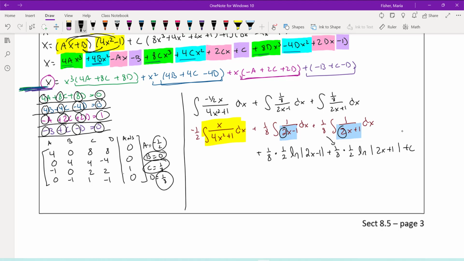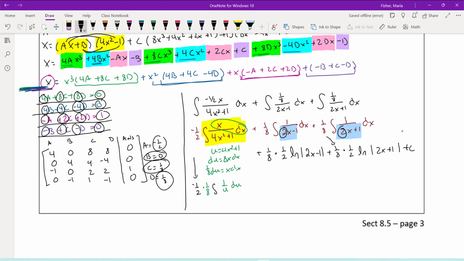So let's figure out for this guy. Well, if I do a u-sub for that guy, if u is equal to 4x squared plus 1, the derivative du would equal 8x dx. I don't have an 8x dx, I divide by 8, and 1/8 du is going to equal x dx. So if I bring this guy down, this is negative 1/2 times 1/8 times the integral of, and this becomes a 1 over u du.